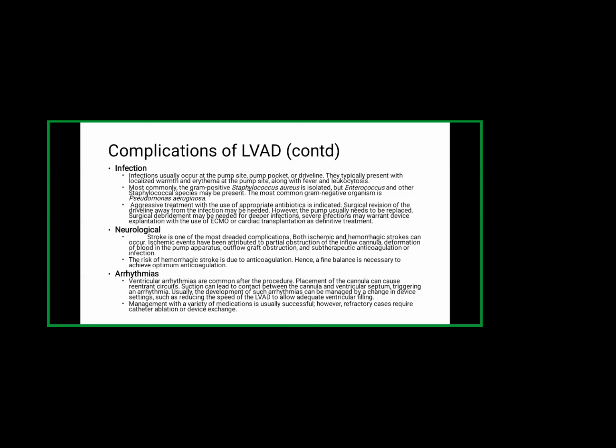So what about some neurological complications? They may have stroke, both ischemic and hemorrhagic. I've talked about the reasons for both. They're also prone to arrhythmias. Ventricular arrhythmias are very common after the procedure. Of course, you're placing a cannula. The cannula is directly in contact with the LV, so you are stimulating the heart. That alone can cause a re-entry circuit that may lead to different sorts of ventricular arrhythmias.